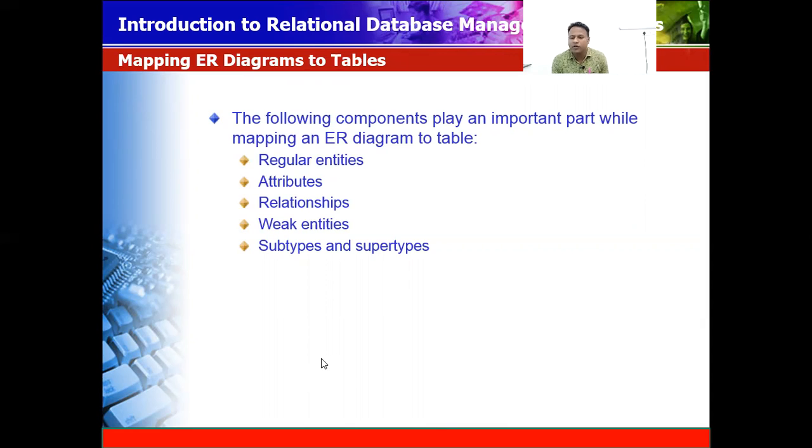First is your regular entity. Regular entity means those entities that are not dependent on another entity. Then is attributes. Then you have to find out the relationship. What are the relationships present between the entities? Weak entity, which is called a dependent entity, and the soft type and super types.